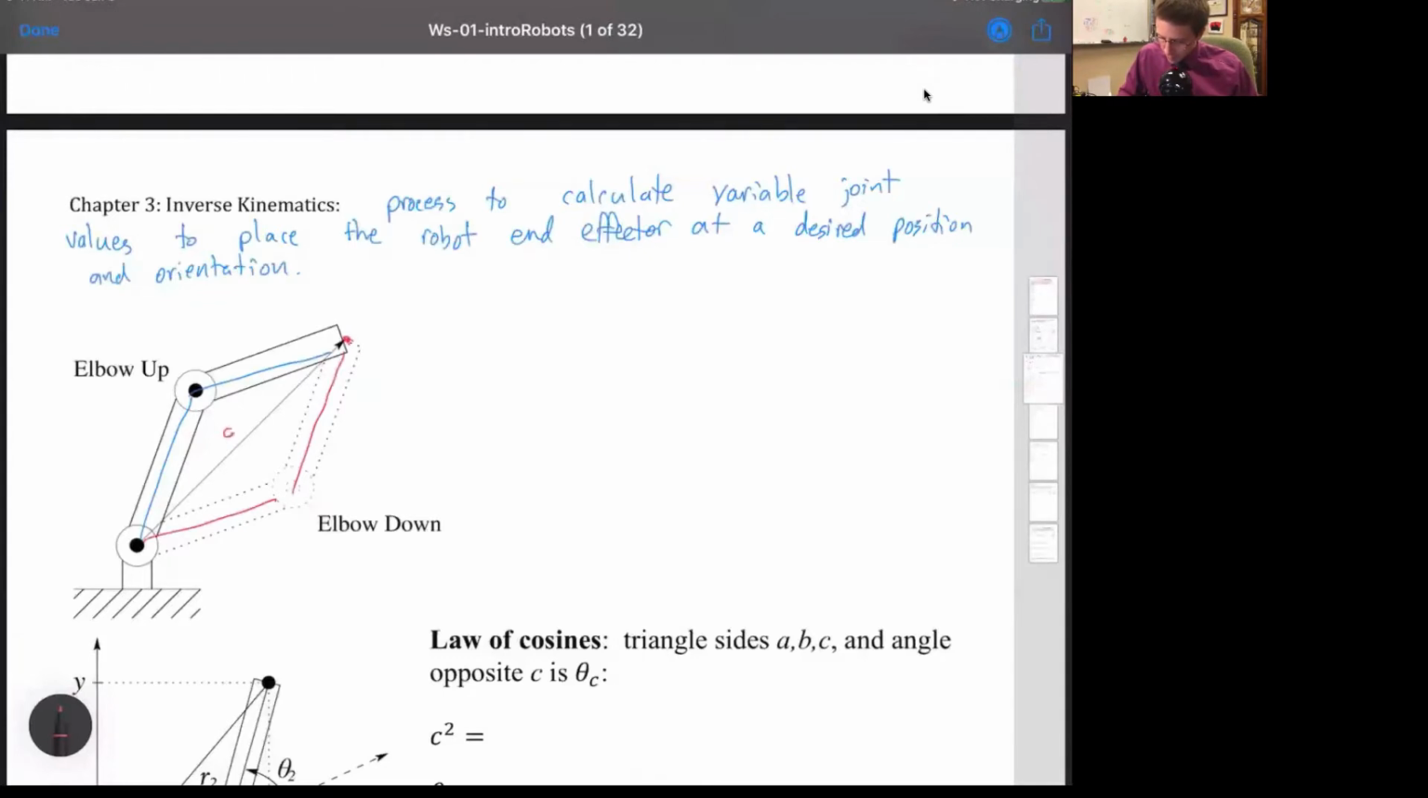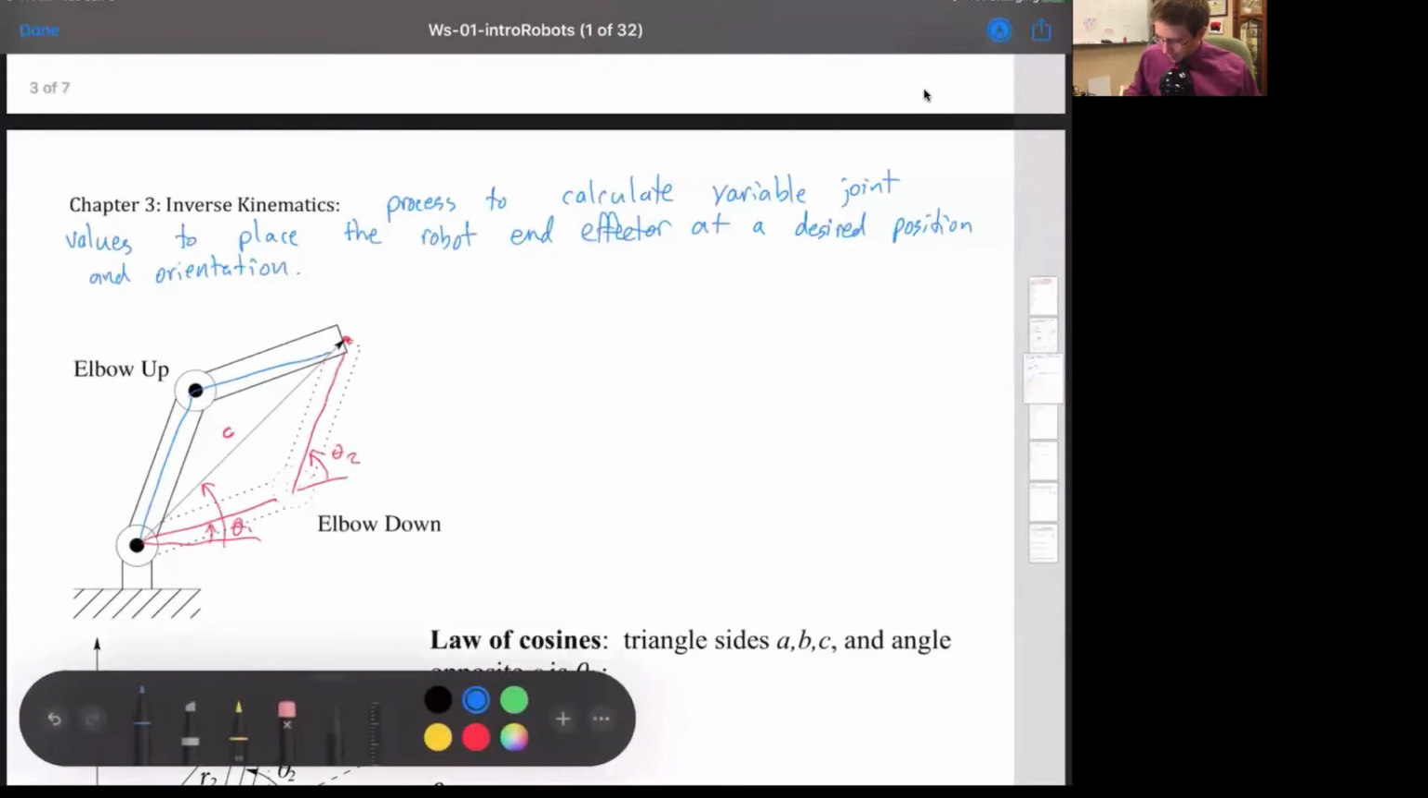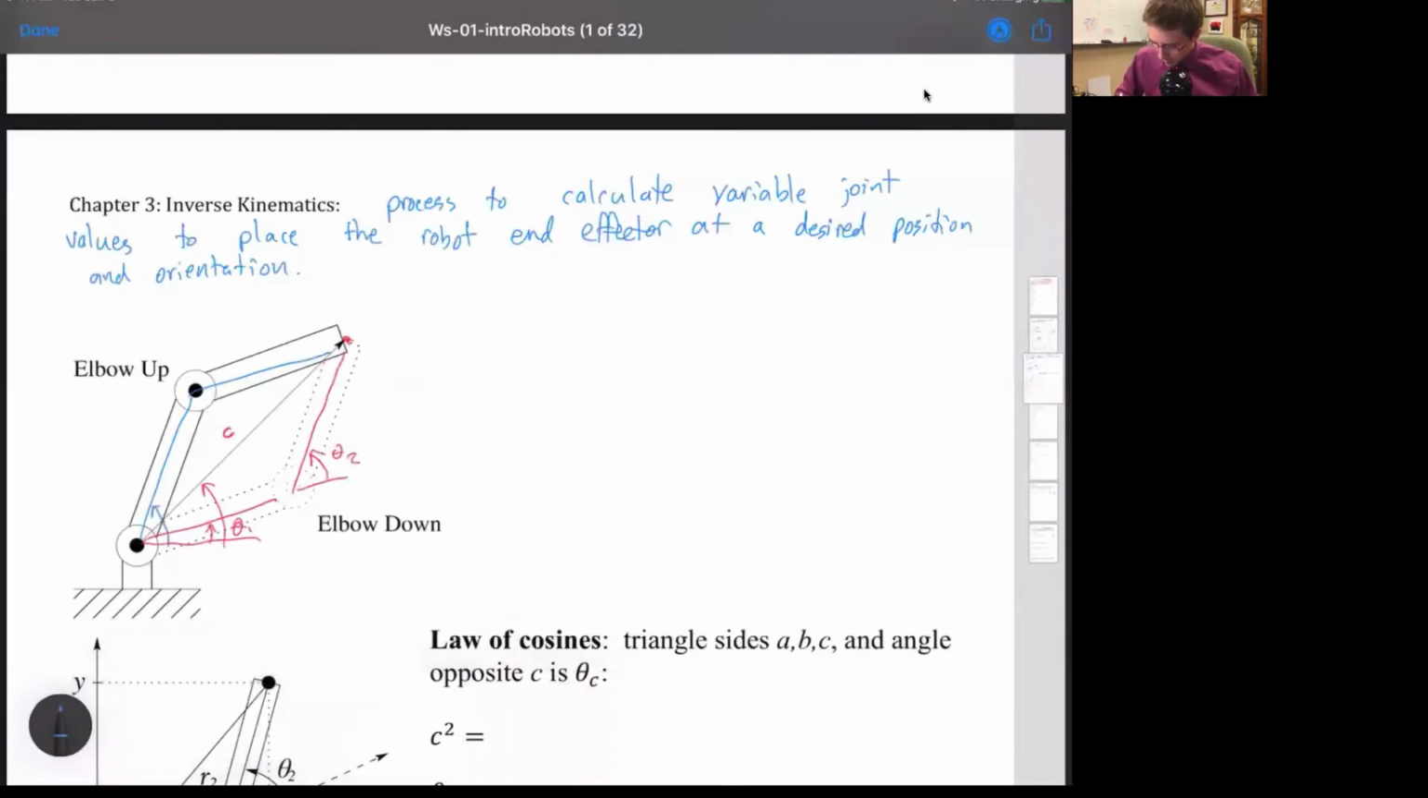We'll call this C. Same distance C for both, same net angle, but the angles differ. This is theta 1, and this angle here is theta 2, whereas over here, this entire angle is theta 1, and you'll notice that theta 2 wrapped all the way around here. So there are 2 different solutions here, and we need to be able to solve for that.